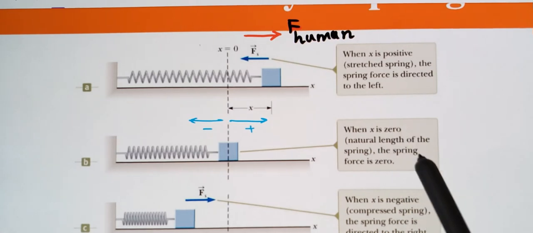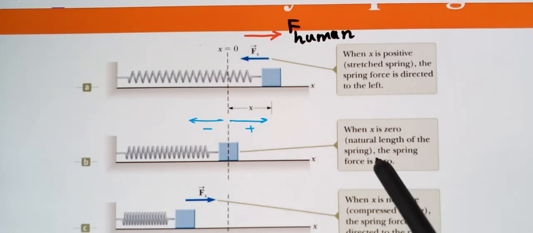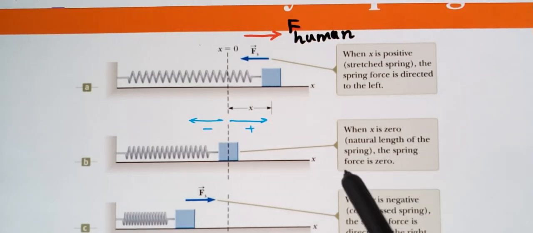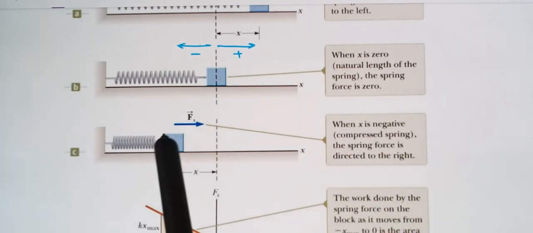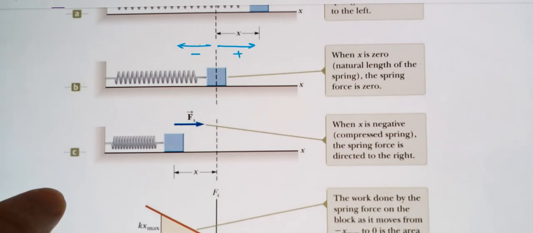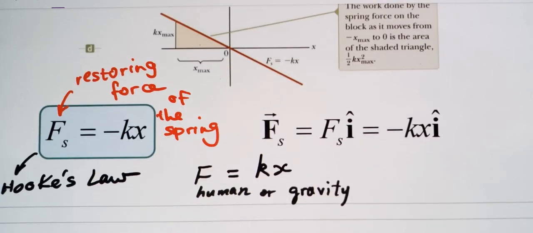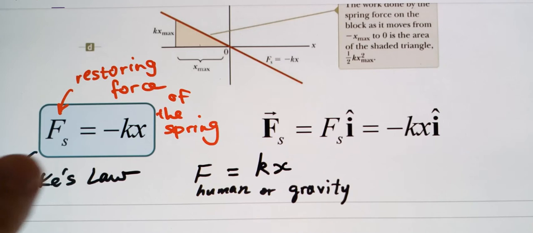So when x is 0, the natural length of the spring, the force is 0. And when it is negative, the force is always opposing. So Hooke's law is F of the spring equals minus kx. Go ahead, Adel.